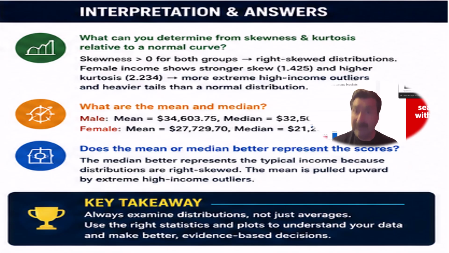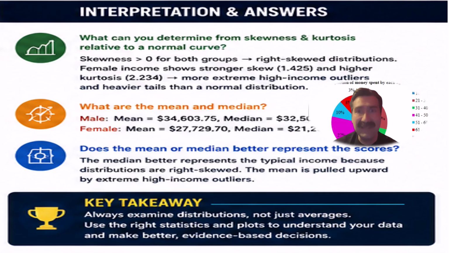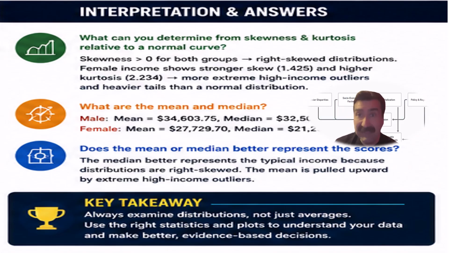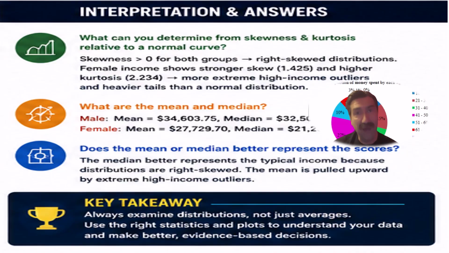Does the mean or median better represent the scores? In this situation, the median appears to provide a better representation of typical income. Why? Because the distributions are positively skewed. Extreme high income observations pull the means upward. As a result, the means may overstate what a typical individual earns. The median is less sensitive to outliers. It often provides a more realistic picture of the center of a skewed distribution.